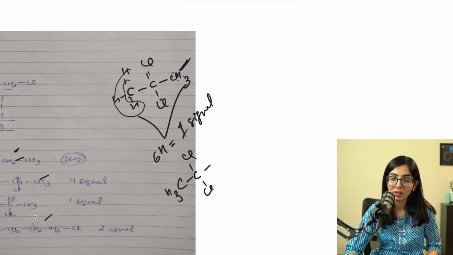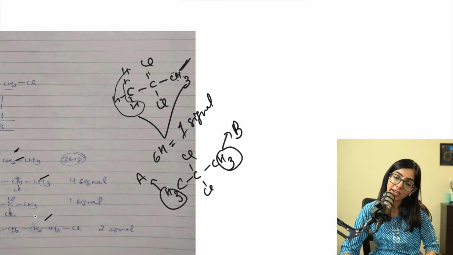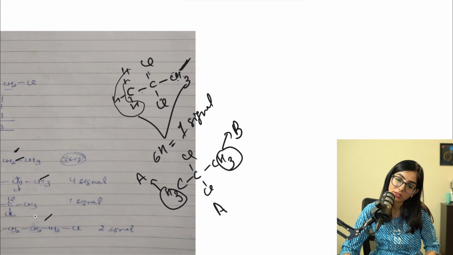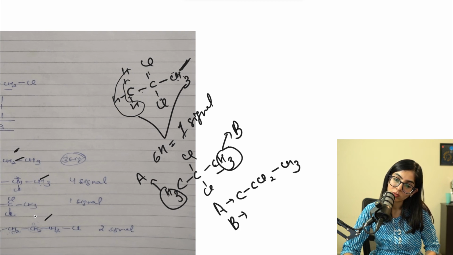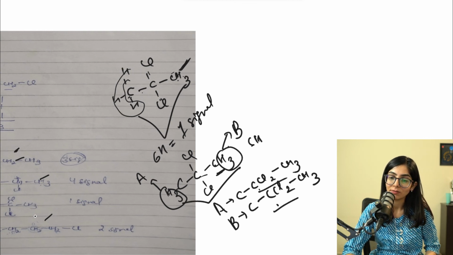Again, I'll just simplify it for you guys. Suppose I'm naming these three hydrogens as A and these three hydrogens as B. Fine. So over here, A is connected to what? C, and then CCl2, and then CH3. If I talk about B, B is connected to C, which is connected to CCl2, which is connected to CH3. Fine. So these two are equivalent and these six hydrogens will be giving one signal.